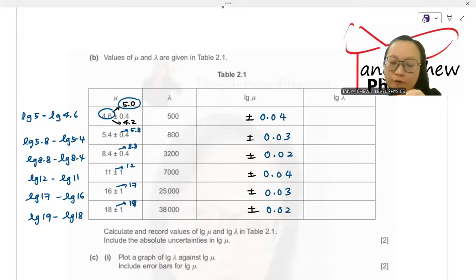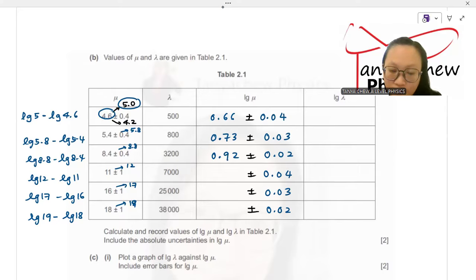make sure that your readings follow the decimal points of your absolute uncertainty. Look at log mu for the first one. I have 2 decimal points. That is why log 4.6, you have to round it off to 2 decimal points, which is 0.66. Log 5.4, I round it off to 2 decimal points, which is 0.73. Log 8.4, round it off to 2 decimal points, which is 0.92.